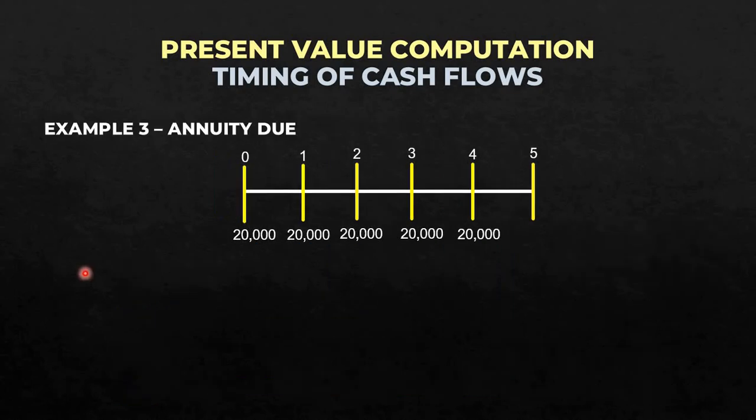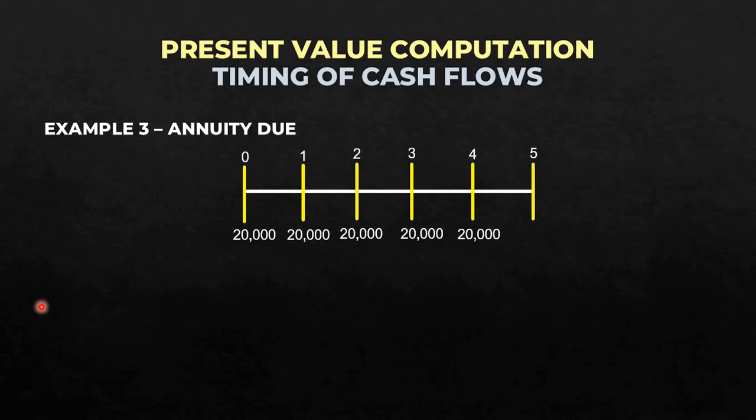So ngayon, let us proceed to example number 3. So dito naman, this is annuity due. So again, ang difference nito sa ating example number 2, which is an ordinary annuity, is that kapag annuity due, ang timing ng ating mga cash flows ay at the start of the year or at the start of the compounding period. So in this case, yung 20,000 natin, dito siya nare-receive at the start of every year. So, para makompute natin yung ating present value, may formula din dito na isang formula lang para makompute natin yung single na present value amount.